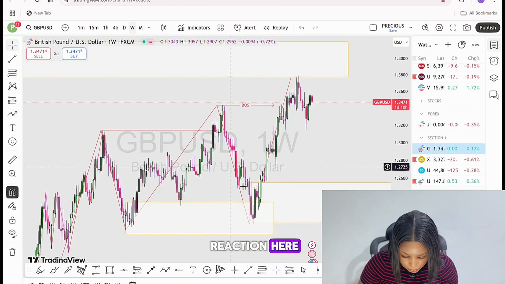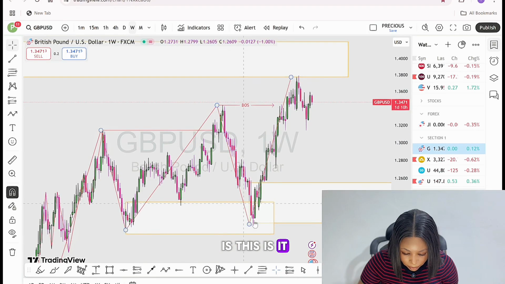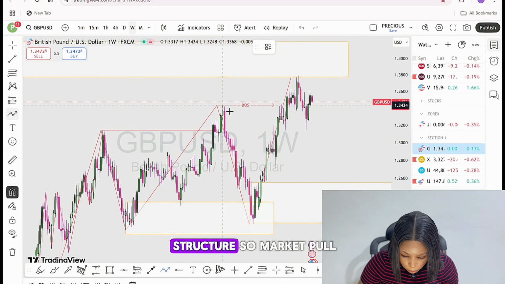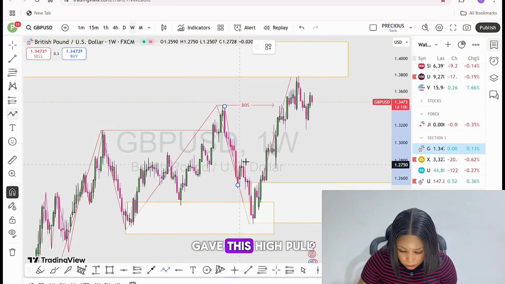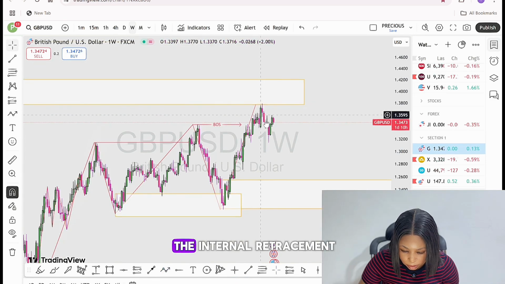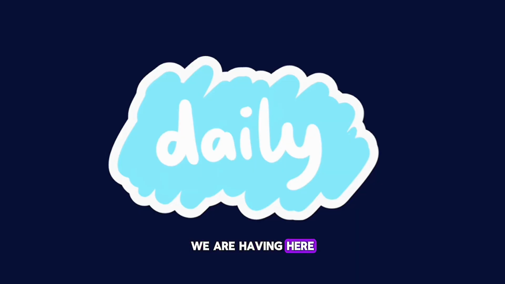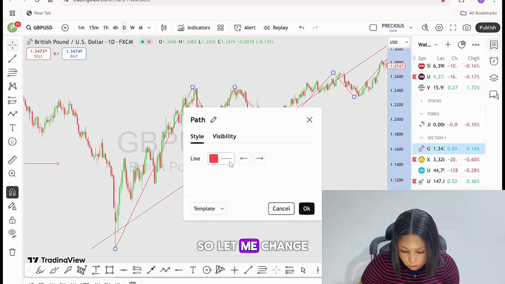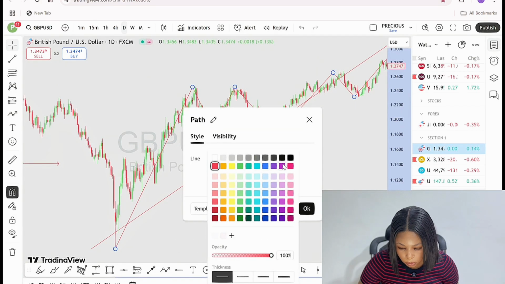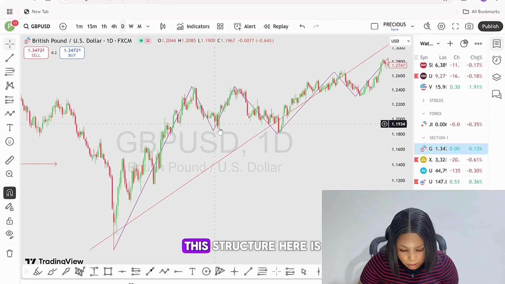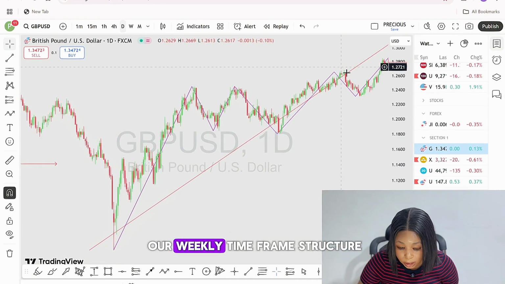You see the reaction here, the pullback here. This is it. We have a pullback, but with this pullback here, now we have structure. So the market pulled back here, gave this high, pulled back again, right? It didn't just pull back straight. So you can see the internal retracement we are having here. Let's go to the daily time frame and see what is going on there. We marked out this structure on the weekly time frame. So let me change the color to this color. So let's just say this structure here is our weekly time frame structure.